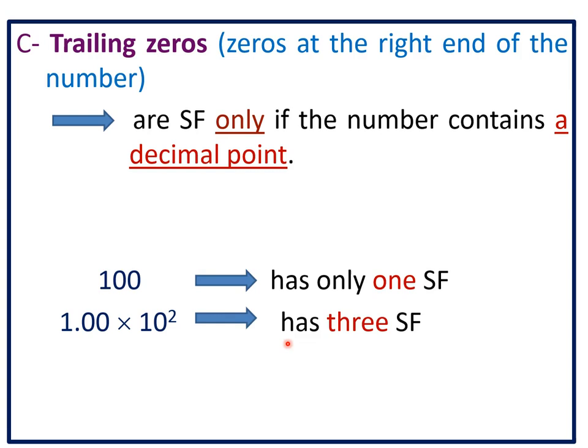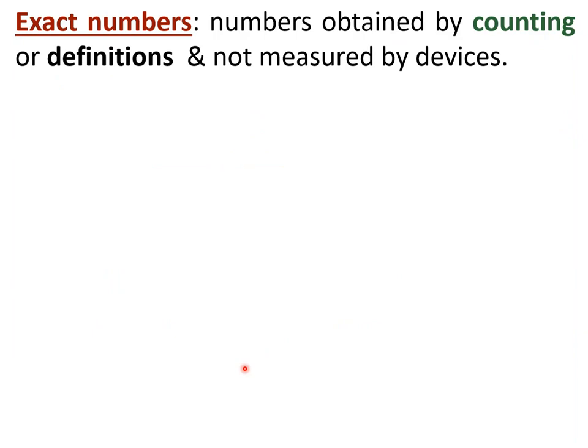And we have another kind of number. It's called an exact number. Exact numbers are numbers that can be obtained by counting, not measurements, or by definition. Counting, like, I say, we have 10 apples. Did you measure these 10 apples or did you count them? You count them, okay? So all numbers obtained by counting are exact numbers.